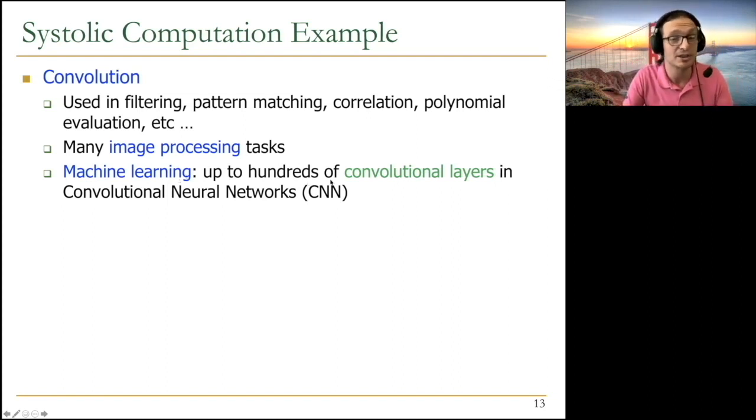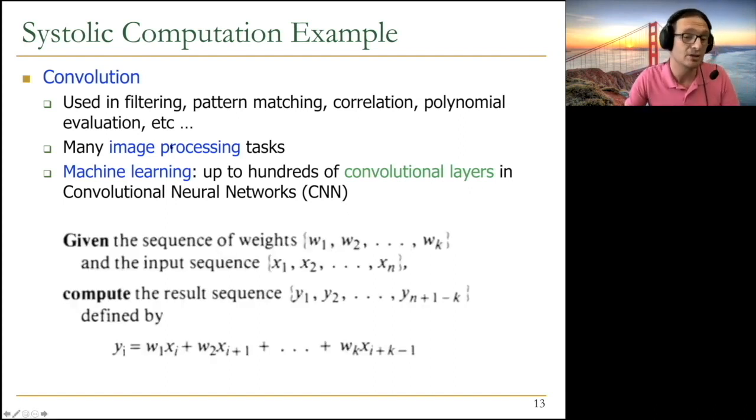We can have up to hundreds of convolutional layers in convolutional neural networks, as we will discuss. So basically, what is the convolution operation? It's mathematically defined this way. Given the sequence of weights, weight 1 through weight k, and the input sequence, you can read it on your own.